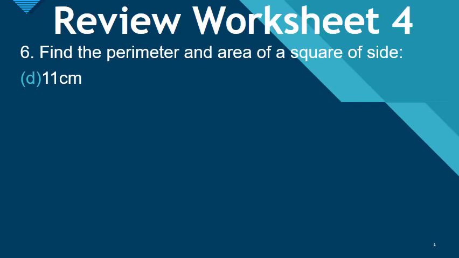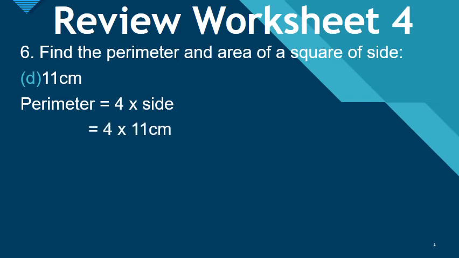Okay, so children, we know that the perimeter of a square is equal to 4 multiplied by side. And children, it is given in the question that the side of the square is equal to 11 centimeter. So 4 multiplied by 11 centimeter, which is equal to 44 centimeter. Therefore, the perimeter of the square of side 11 centimeter is equal to 44 centimeter.